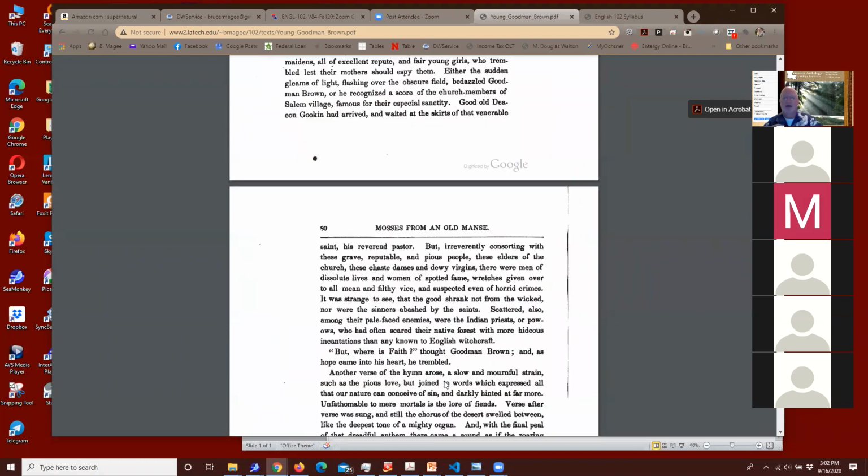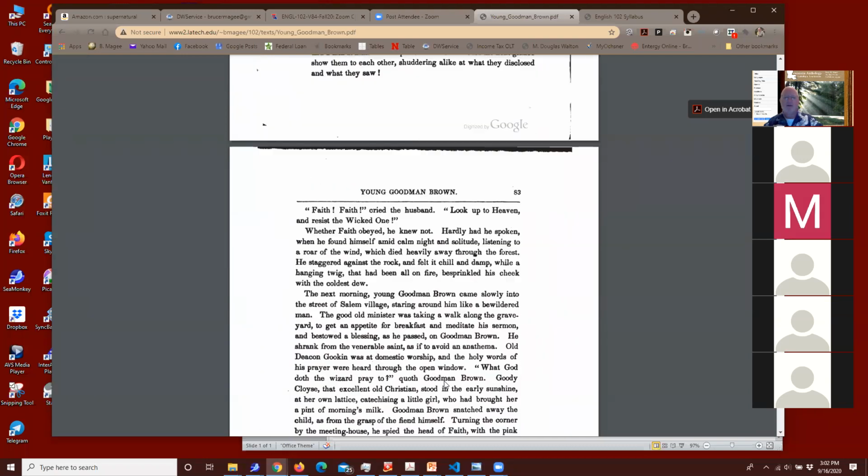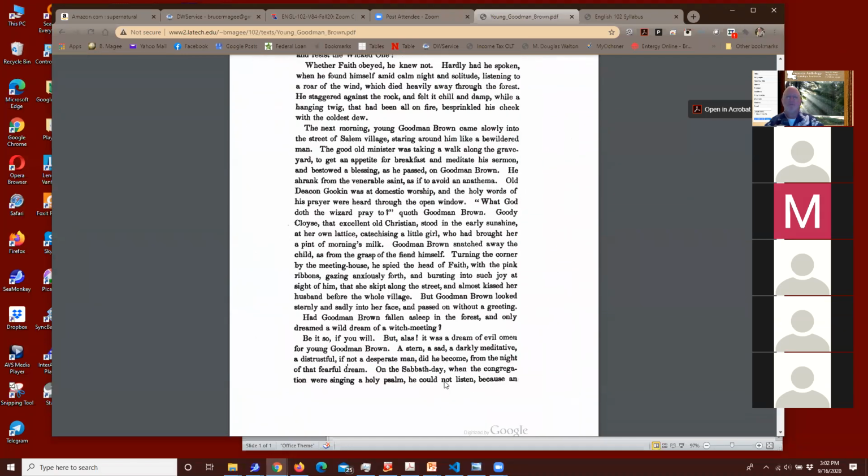So when Goodman Brown comes back into town, he has a very different view of the people that he's been seeing day by day. "The next morning, young Goodman Brown came slowly into the street of Salem Village." So, back in the rational, Christian, civilized world in the daytime, having spent the night in the howling wilderness. "Staring around him like a bewildered man, the good old minister was taking a walk along the graveyard to get an appetite for breakfast and to meditate his sermon, and bestowing a blessing as he passed on Goodman Brown. Goodman Brown shrank from the venerable saint as if to avoid an anathema." Now, an anathema is, I believe, an Aramaic word for a curse.